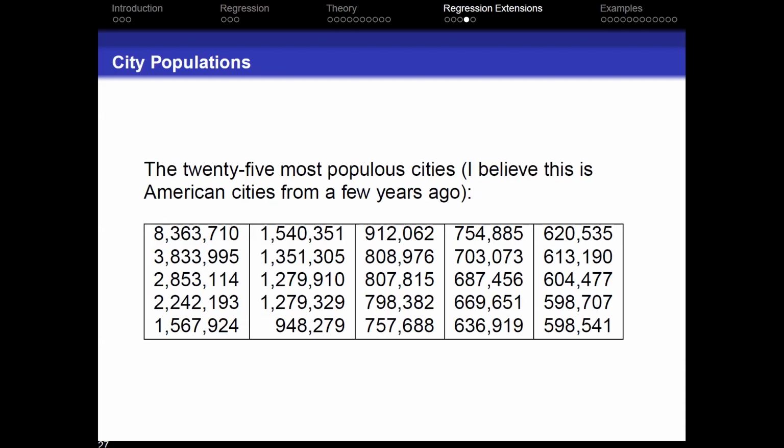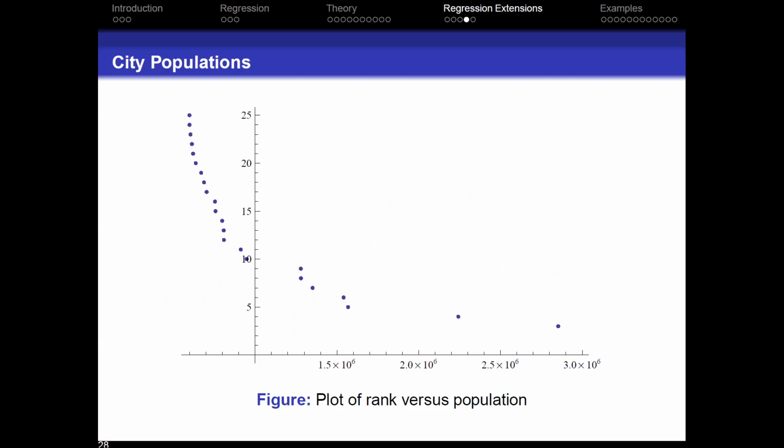Here are 25 of the most populous cities. I think these are American from a few years ago. I really don't see that much when I look at a table like this. If I plot it, I can plot the rank of the city versus its population. Can anybody tell me what curve that is? I can't either. But let's do some transformations of the data.